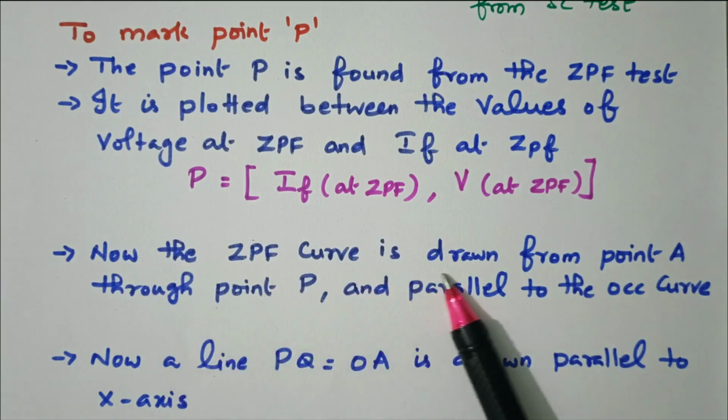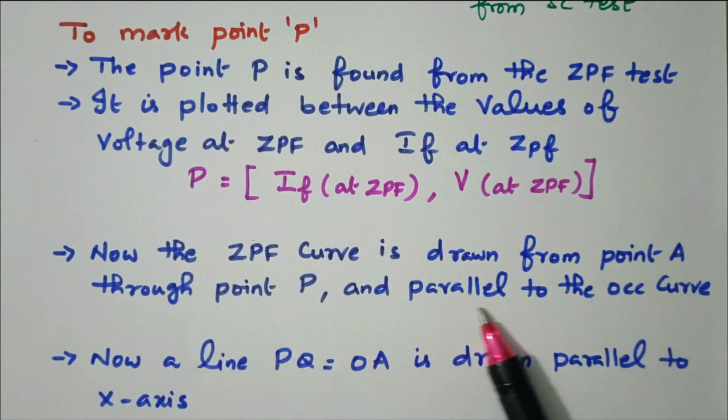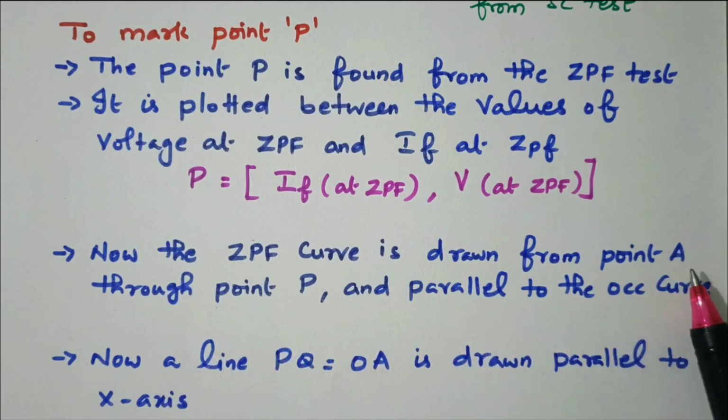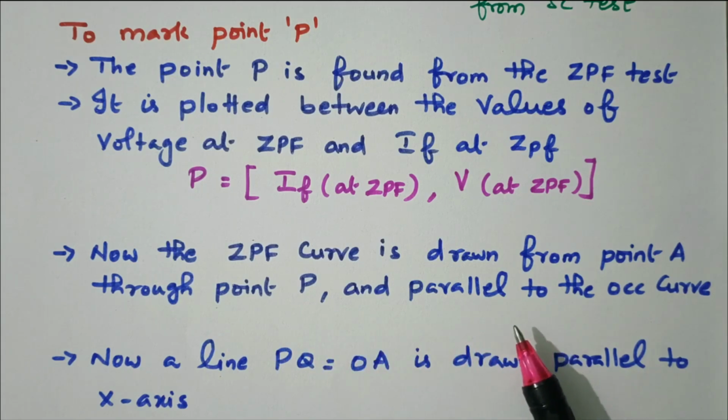Now the ZPF curve is drawn from point A through point P, and it is parallel to the OCC curve. Point A we got, point P also we got. We have to join these two from point A to point P. That should be parallel to the OCC curve.